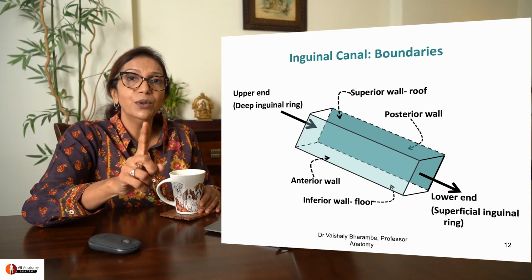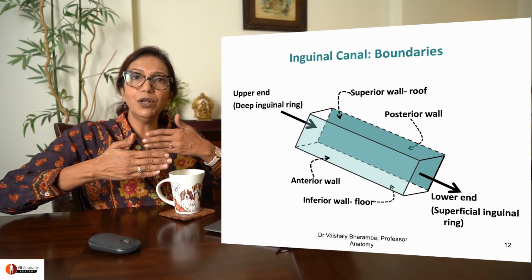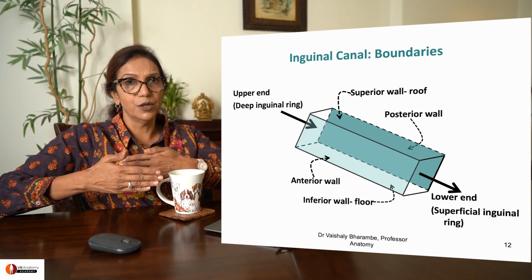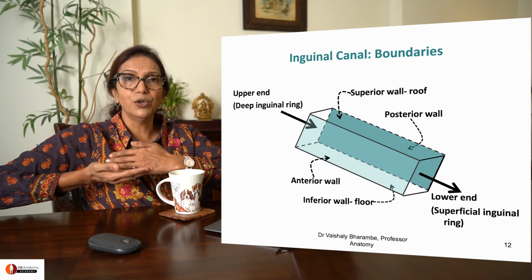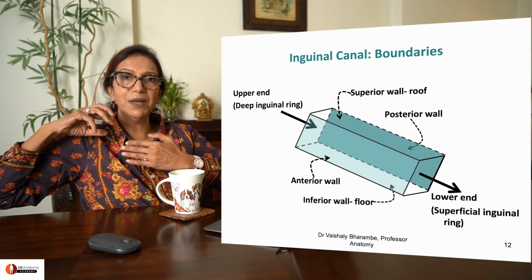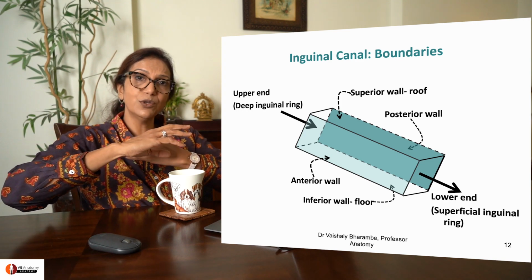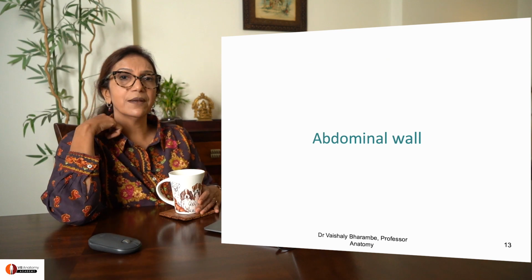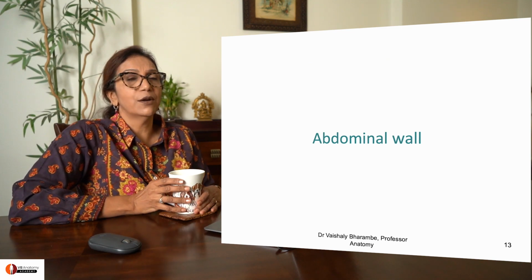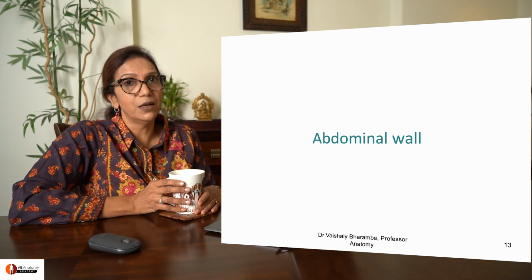What do you want to know? You want to know which is the anterior wall, which is the posterior wall. You want to know what is forming the roof, what is forming the floor. You want to know what is deep inguinal ring, upper end, what is superficial inguinal ring, lower end. Simple? Let's begin. But if you want to understand all this, you have to revise the abdominal wall.